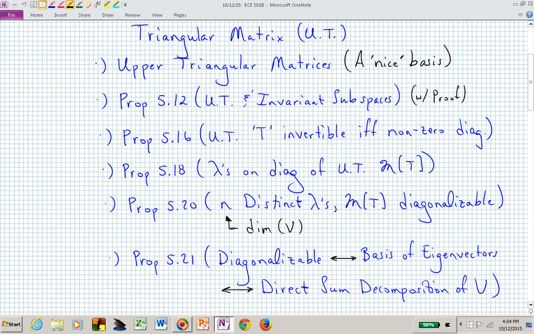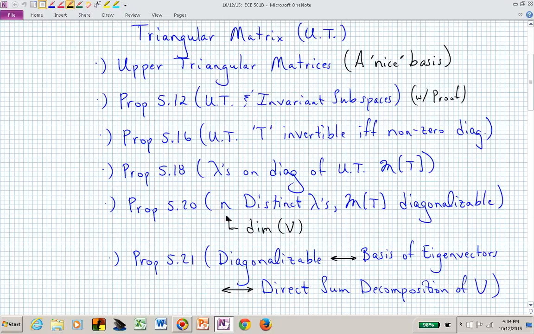The proposition that we will start with is proposition 5.12, and it is talking about upper triangular matrices or representations of operators and invariants. What do we mean by that? Proposition 5.18 says that lambda, which I'm referring to as the eigenvalues, will be on the diagonal of an upper triangular matrix. That's one nice thing about an upper triangular matrix. Now we can immediately find the eigenvalues of that operator. They're right on the diagonal.